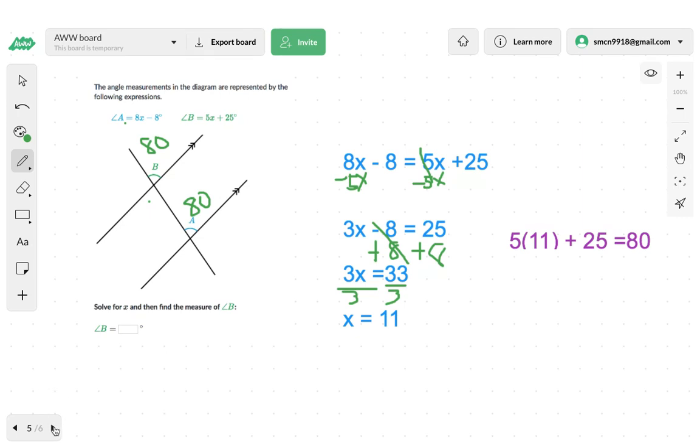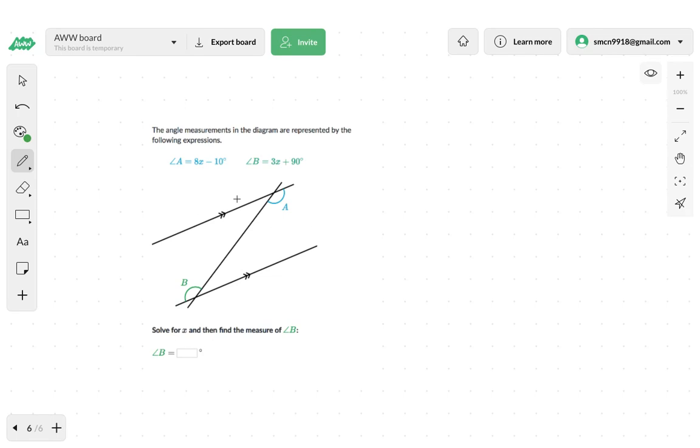I'm going to show you actually one more. All right, so we have another diagram here. So they tell you that the measure of angle A is 8x minus 10, which is this one right here, and the measure of angle B is 3x plus 90. So again, we have to figure out our rules because they're on the opposite side of the transversal, so the alternate, and they happen to be on the inside of the parallel lines.